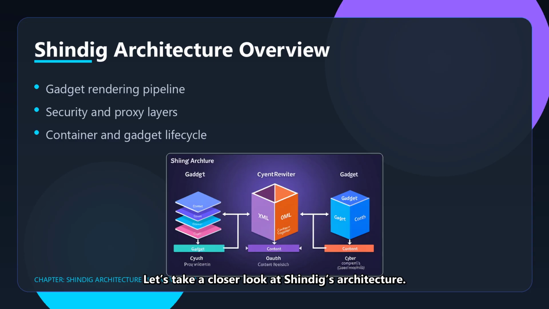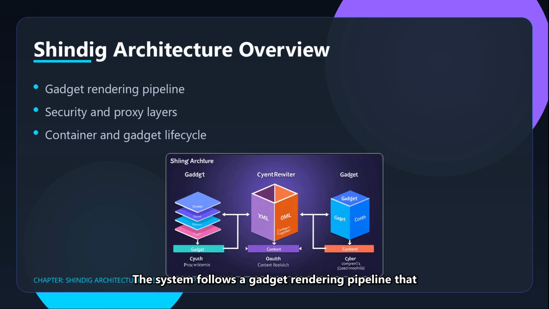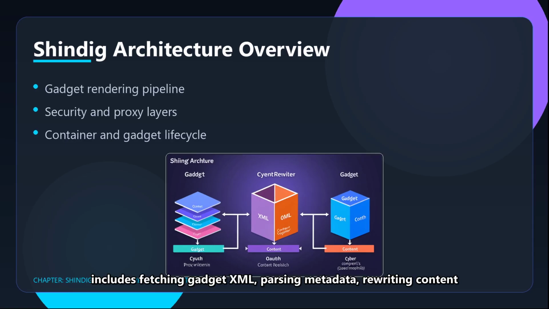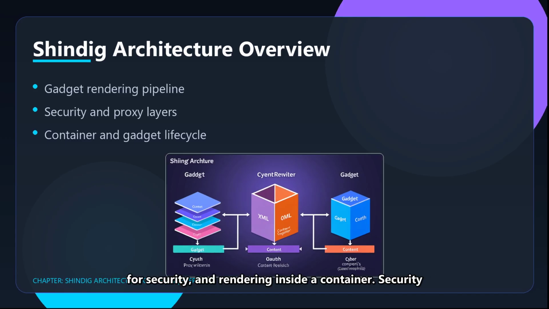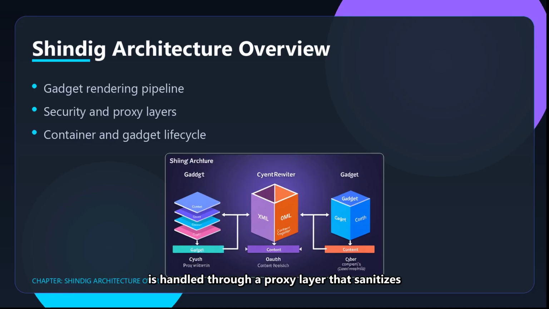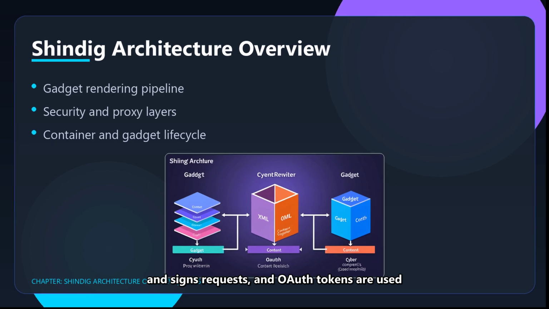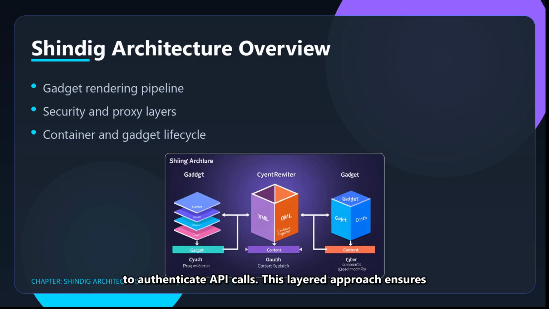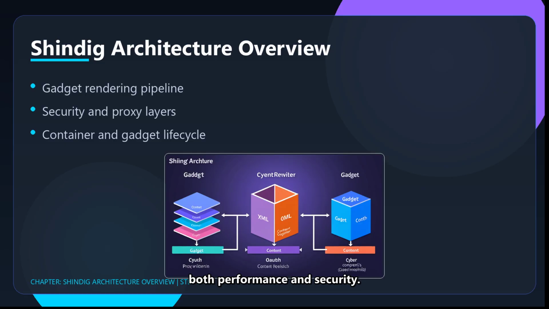Let's take a closer look at Shindig's architecture. The system follows a gadget rendering pipeline that includes fetching Gadget XML, parsing metadata, rewriting content for security, and rendering inside a container. Security is handled through a proxy layer that sanitizes and signs requests, and OAuth tokens are used to authenticate API calls. This layered approach ensures both performance and security.